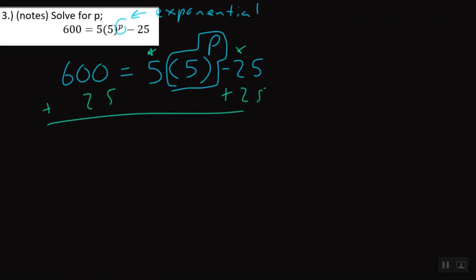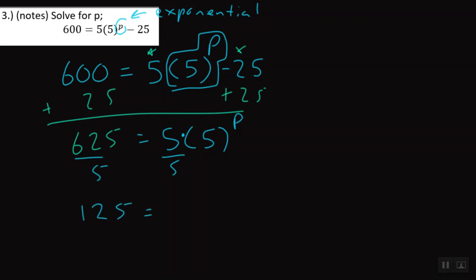Now from here, 600 plus 25 is in fact 625, which will equal 5 parentheses 5 to the power of p. Now, in order to get rid of our multiplication, since we're back to having a whole number, we can simply divide both sides by 5, and 625 divided by 5 is 125, is equal to 5 to the power of p. Now from here, this is a very important question. How in the world do I get a variable out of the exponent?